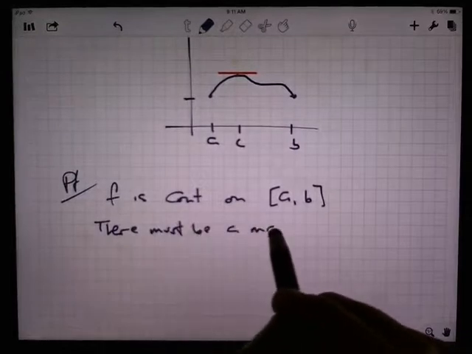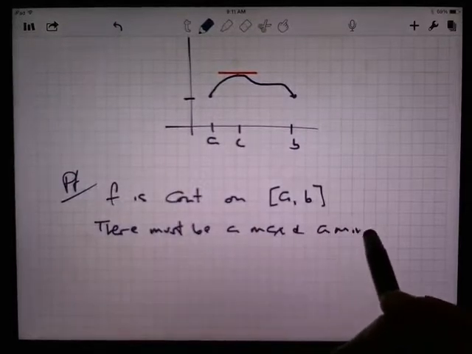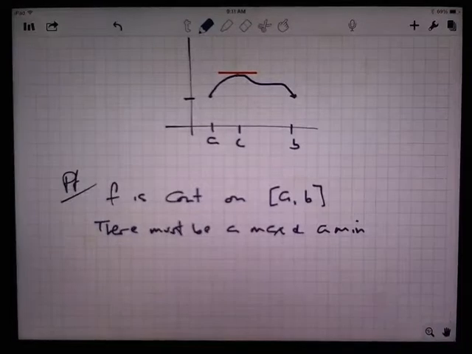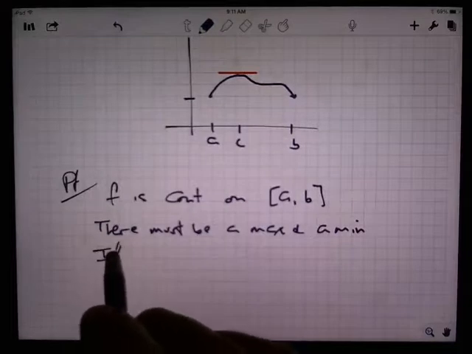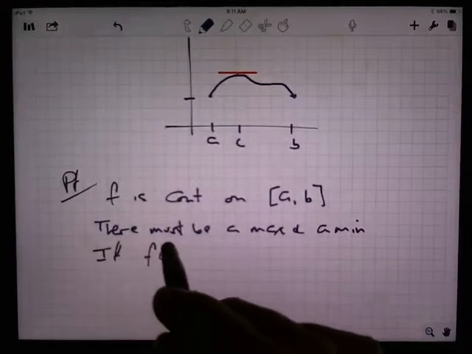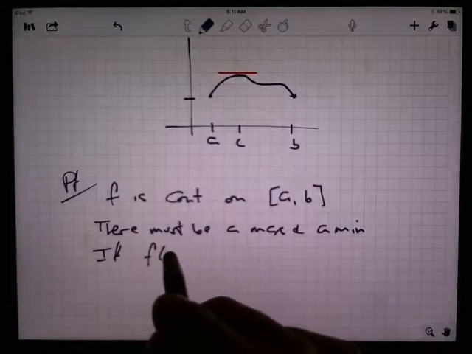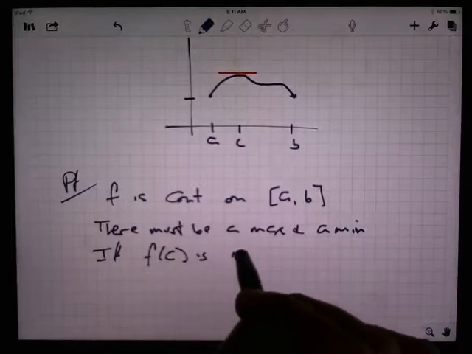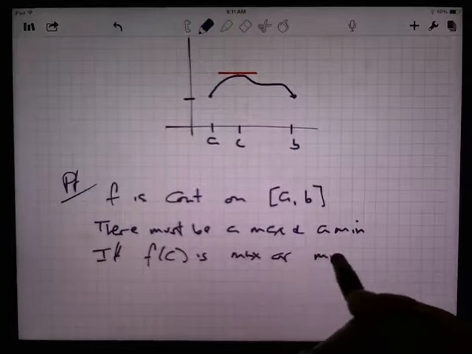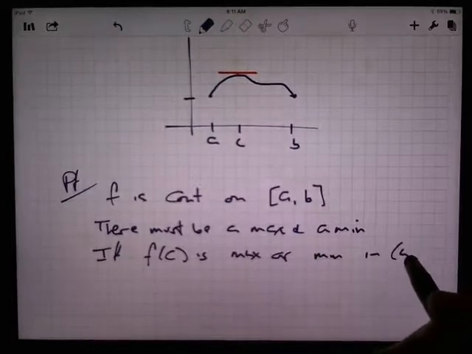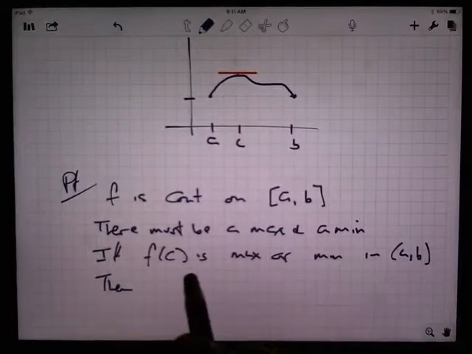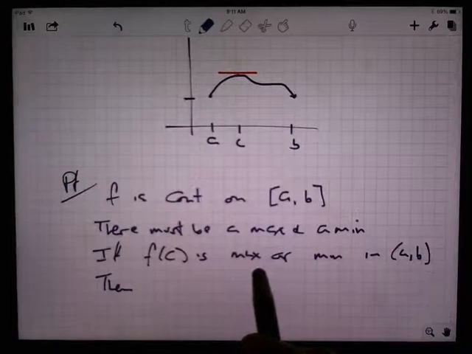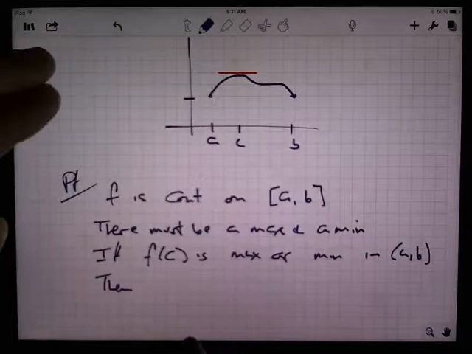Must be a max and a min, right? So if it has one of those somewhere in the middle, if f of c is max or min in the open interval from a to b, then we also have a theorem that says any local extrema, max or min, for which the derivative exists, then the derivative has to be 0.